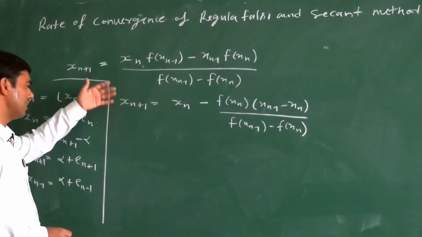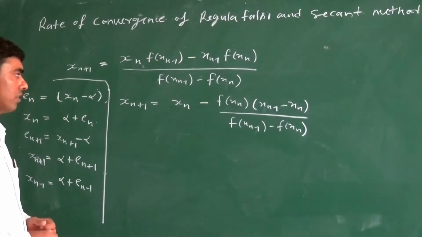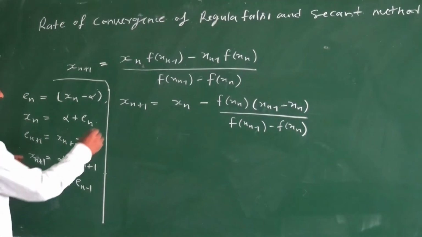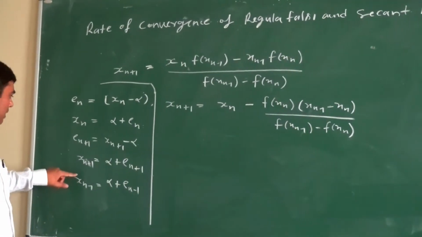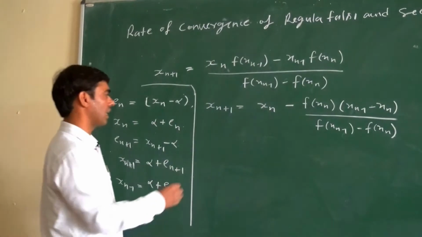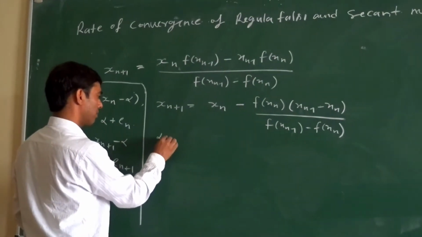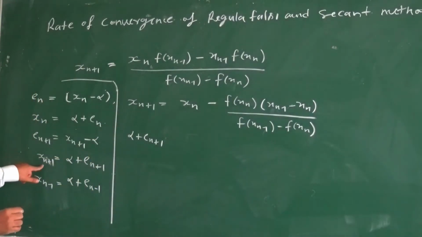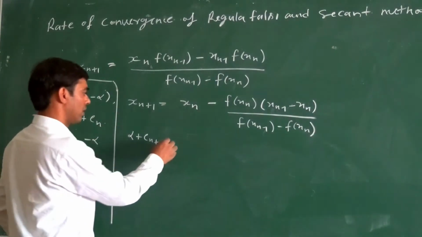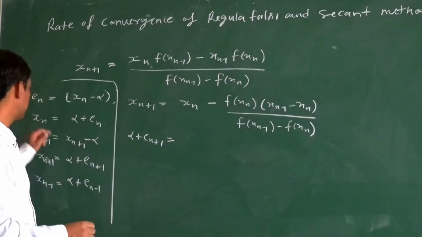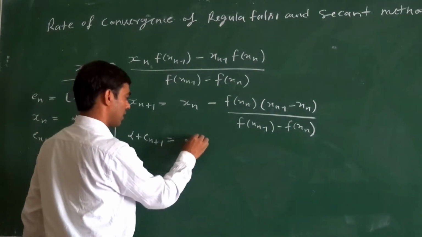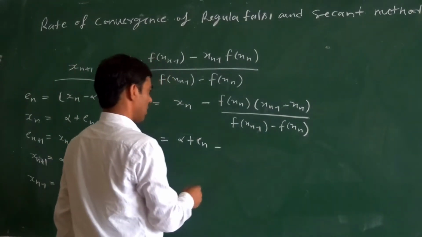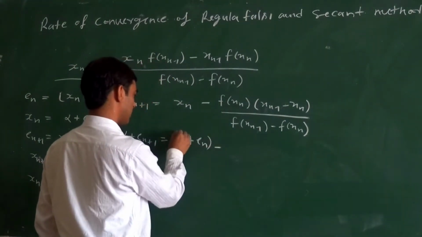With the help of this one, we are easily able to find the relation between E_n and E_{n+1}. Now what is the value of x_{n+1}? The value of x_{n+1} is alpha plus E_{n+1}. What is the value of x_n? x_n is alpha plus E_n. Minus, what is the value of this one?